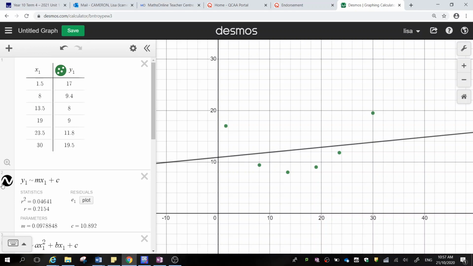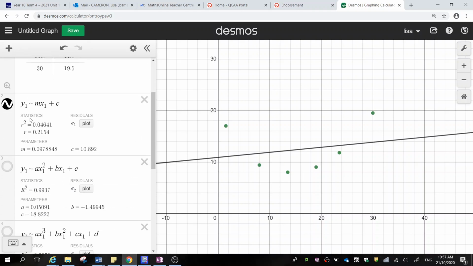Now in my assignment, I would talk about how a straight line does not fit the shape of the data because it's a straight line. It doesn't fit the curve. So the r squared value for that one is 0.046. So you can see that's pretty bad. Now, when you're writing about this in your assignment, the expression that you're writing about is y equals this value of m, x plus this value of c.